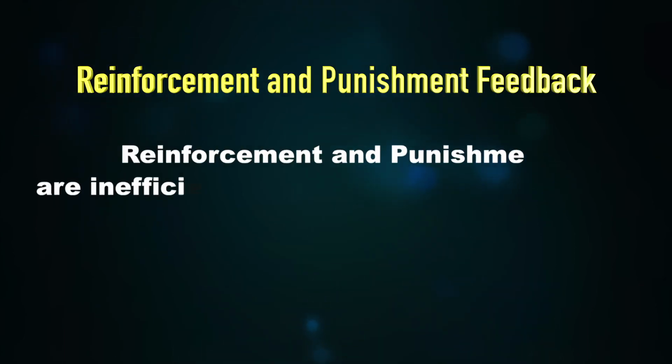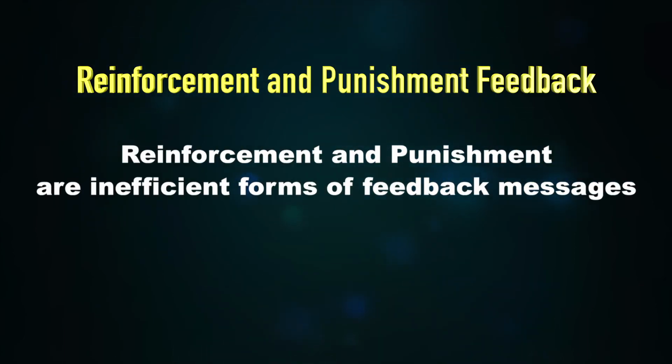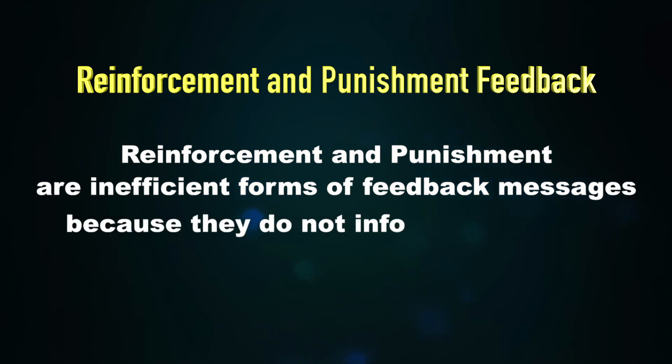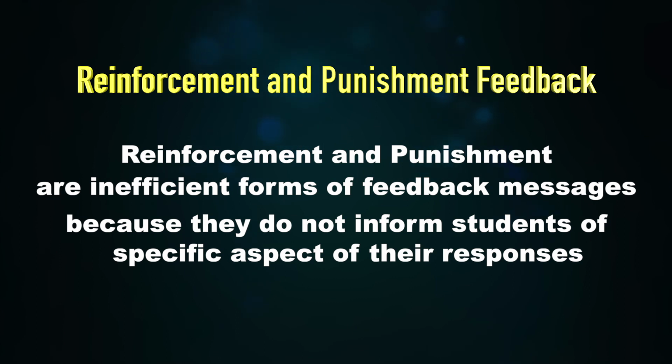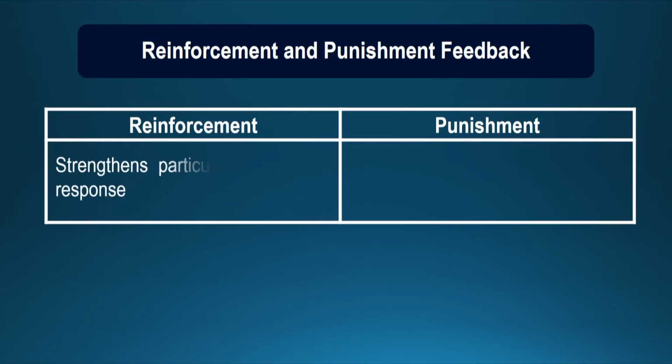Reinforcement and punishment are inefficient forms of feedback messages because they do not inform students of specific aspects of their responses. When they require praise or when they require blame, that is not identified in this type of feedback. Reinforcement feedback strengthens particular behavior or response.